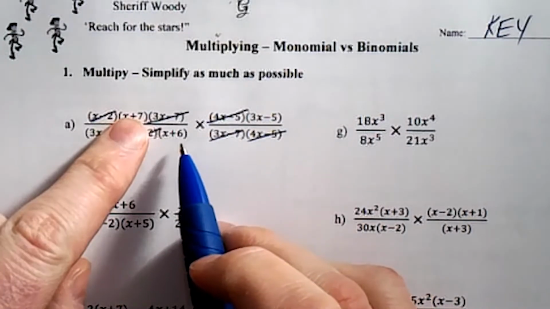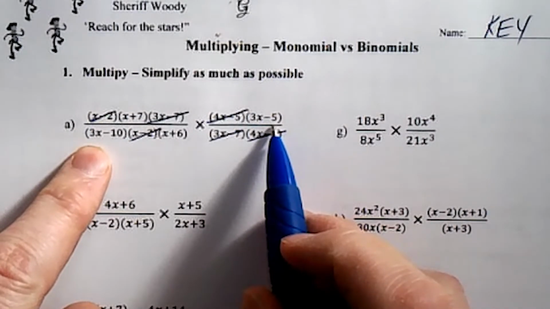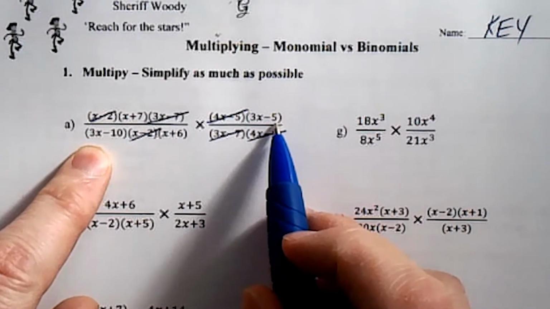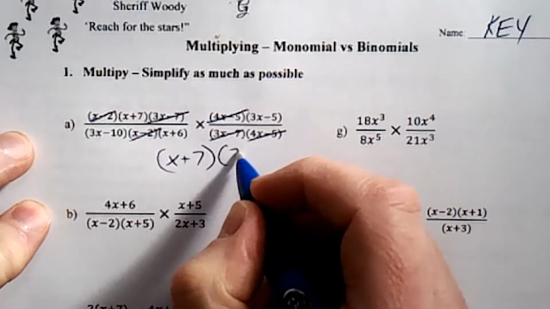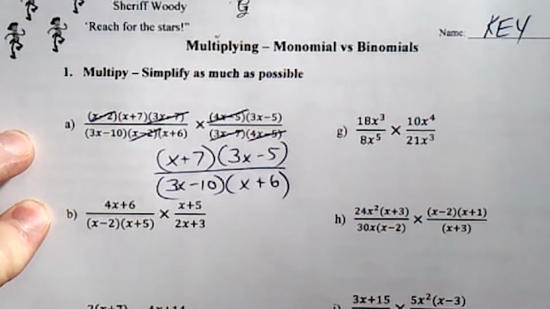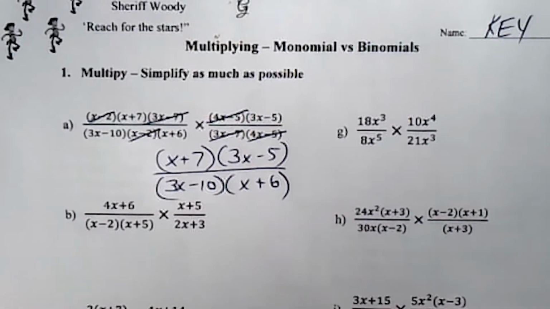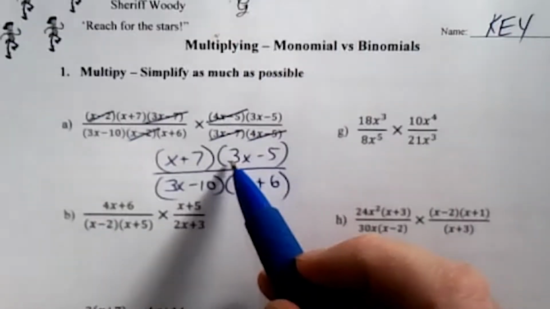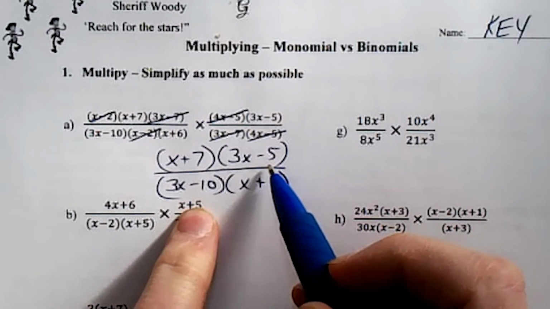And now we have 7 and 6, it doesn't match. 3x minus 10, 3x minus 5, they don't match. And we're done. We can't cancel anything else. Doesn't matter that the 3x is repeated. It has to be identical through the whole thing.